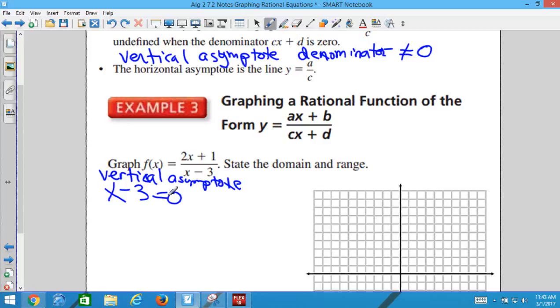This is different than what the directions say to do, but this to me is why we're finding a vertical asymptote, because the denominator cannot equal 0. If you just go by the formula, negative d over c, I think that's harder to memorize. So how do I solve this for x? Plus 3. So I get x equals 3. That is my vertical asymptote.